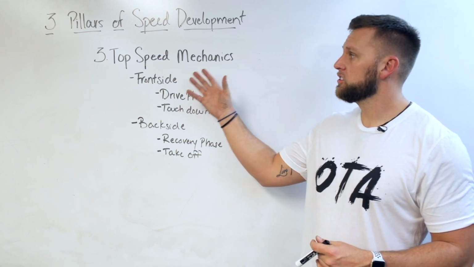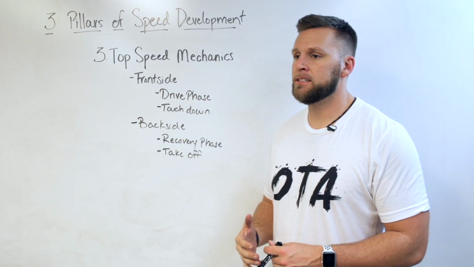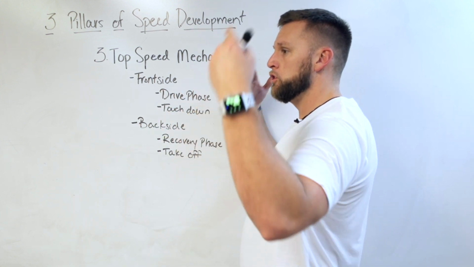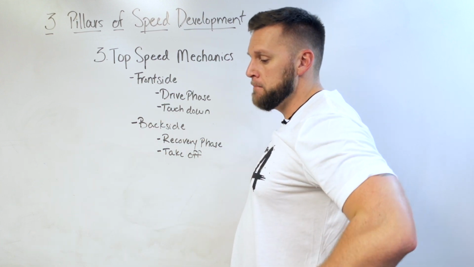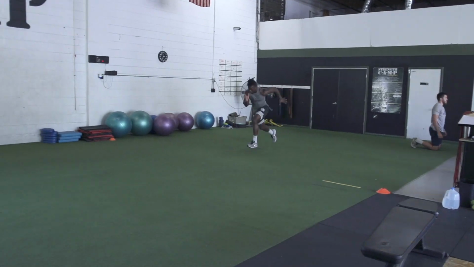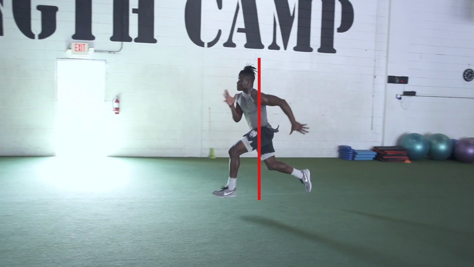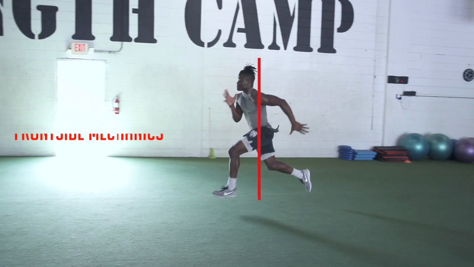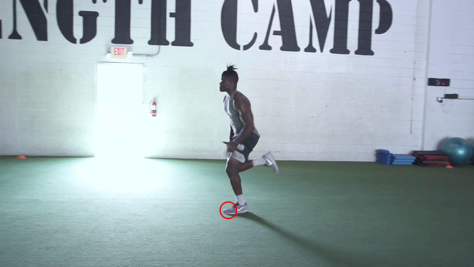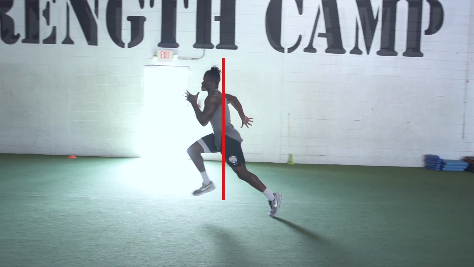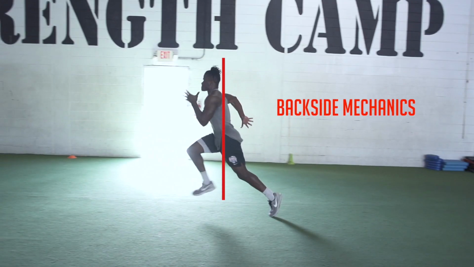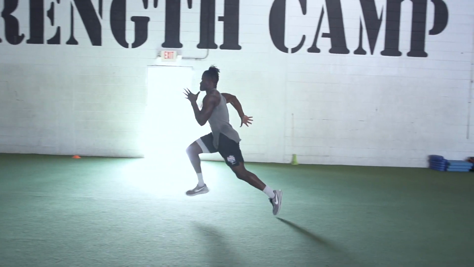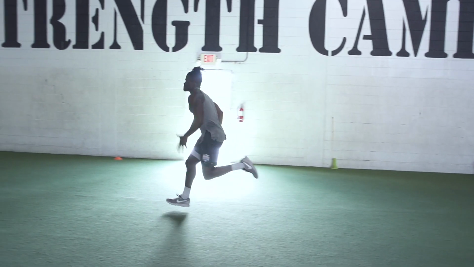Now, when considering top speed mechanics, we need to consider that it's essentially split into 2 halves. So if I was sprinting, what you would do is cut my body down the middle in the frontal plane. Anything that happens in the front side of my body would be considered front side mechanics, which is essentially the drive phase and touchdown of the actual foot. And anything that happens in the back side of my body would essentially be deemed recovery phase, which is basically that swooping motion in the back of my leg and the actual takeoff of my foot from that ground contact.